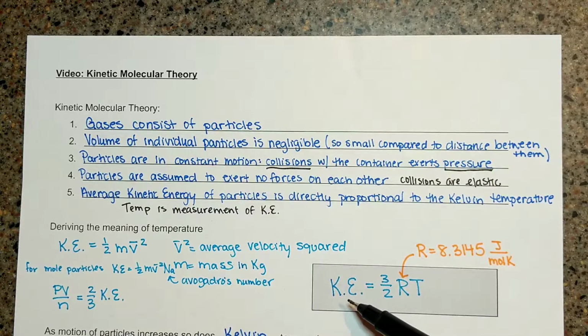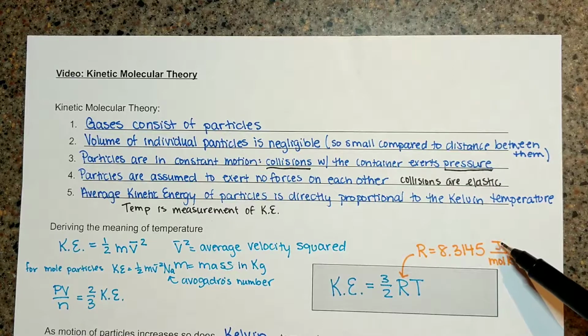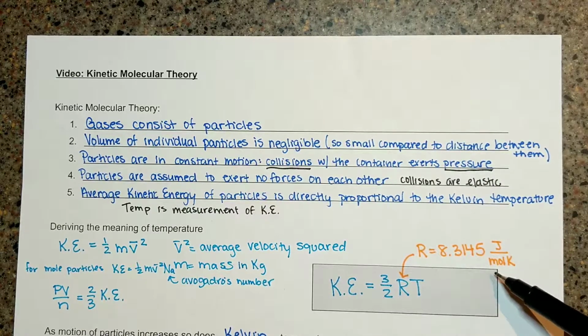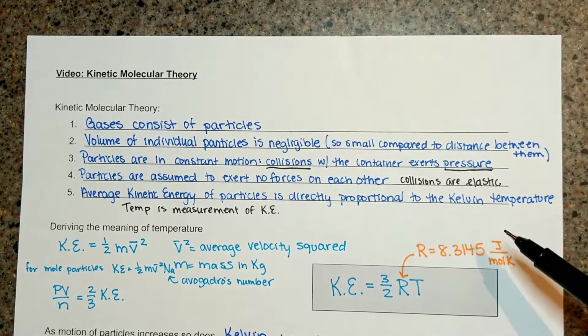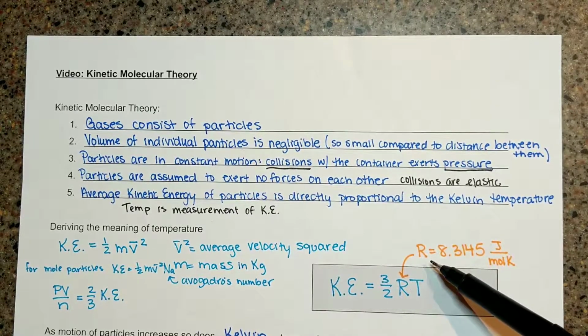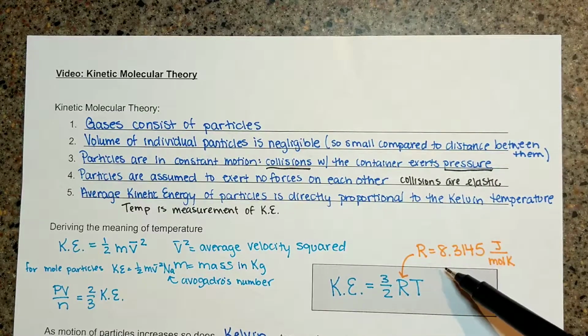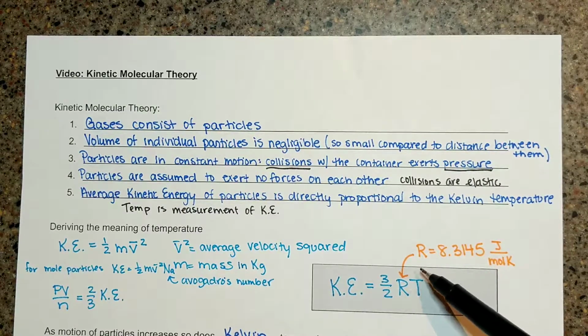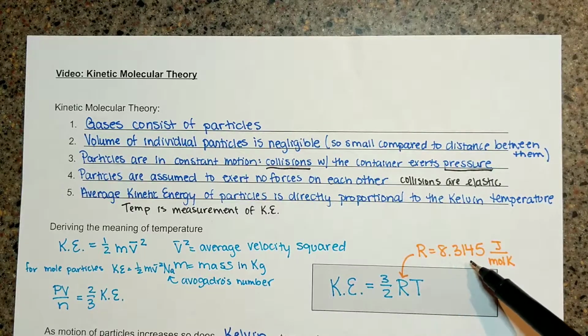Now, because we're using kinetic energy here, and energy is measured in joules, we need to figure out a new gas law constant with the units of joules per mole Kelvin. You can look this up. In fact, there's a chart with many different gas law constants. And depending upon your units, that changes the gas law constant you need. But for these cases, our gas law constant with joules per mole Kelvin is going to be 8.3145.